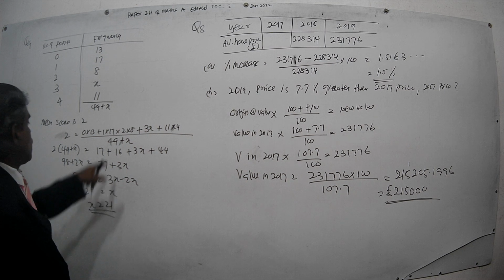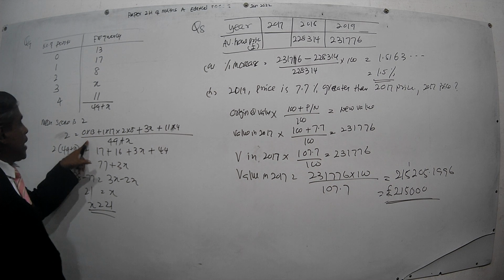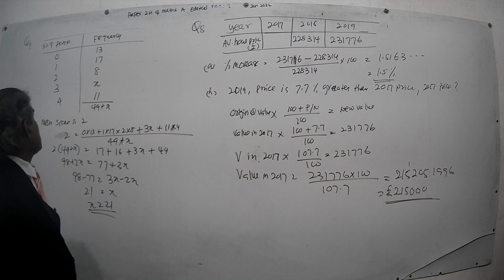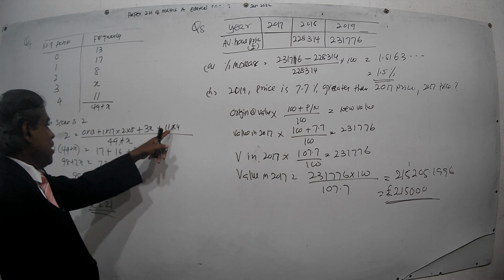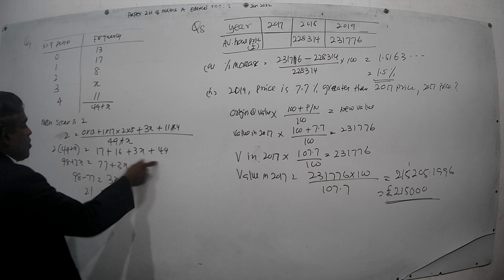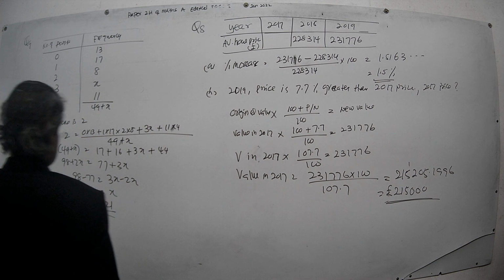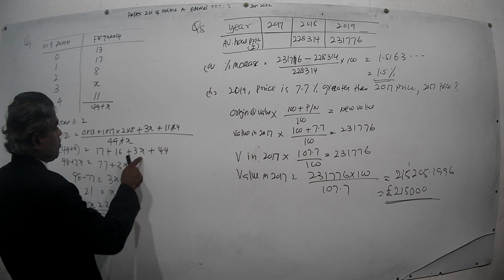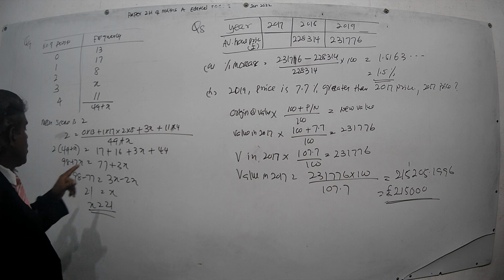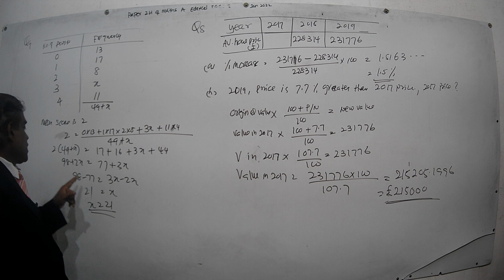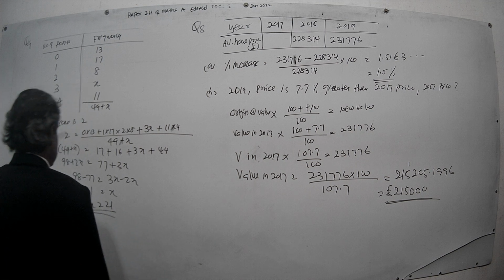Then we took this 49 plus x to this side and multiplied. 0 times 3 is 0, 1 times 17 is 17, 2 times 8 is 16, 3 times x is 3x, 4 times 11 is 44. After adding all those numbers we get 77 plus 3x, then after removing brackets 98 plus 2x. Then we took this 77 to this side, then 98 minus 77, then 2x to that side, minus 2x, 3x minus 2x, then x equals 21. Correct.